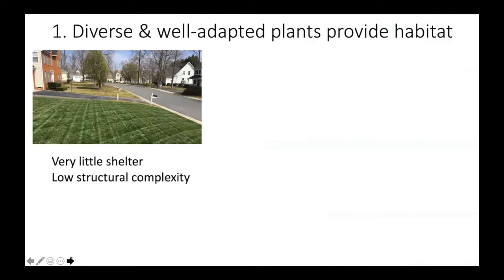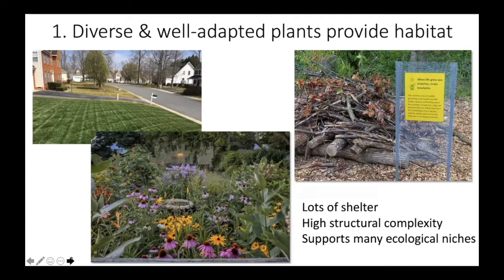So first, I'm sure this audience knows that diverse and well-adapted plants provide much better habitat than lawns. This standard suburban yard provides very little shelter for any animal, including insects. In comparison, diverse native plant communities and things like brush piles provide lots of shelter and structural complexity. These habitats include stems, leaves, roots, bark, leaf piles, and rotting wood. And this supports many different ecological niches, which in turn promotes high insect diversity.